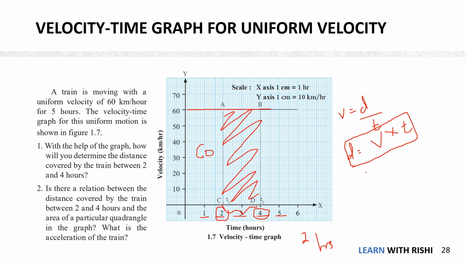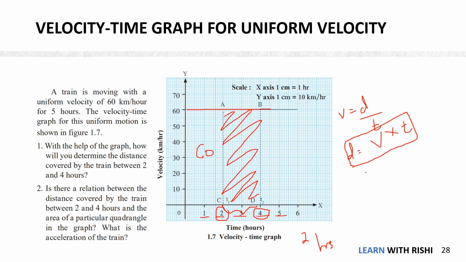Similarly, in a velocity versus time graph, the area under the curve, or the area of the graph, gives us the distance. Second question: is there a relation between the distance covered by the train between 2 and 4 hours and the area of a particular quadrangle in the graph? What is the acceleration of the train? Okay, there are two questions asked. Is there a relation between this distance and the area?